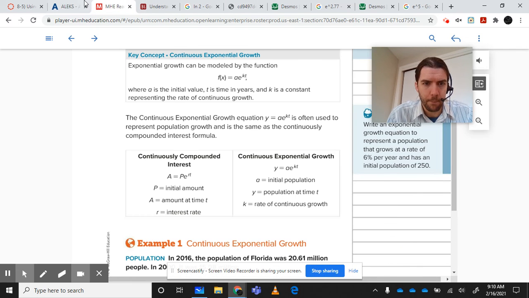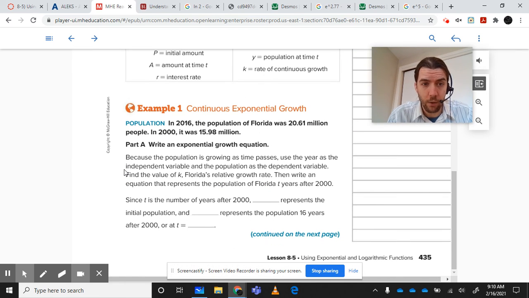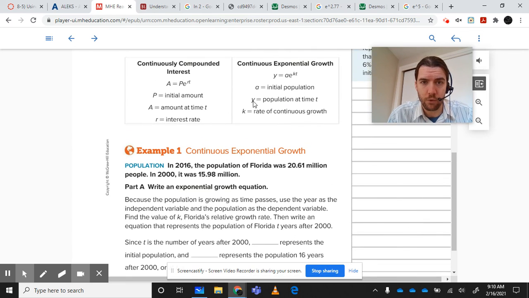Okay, so back to the questions here. In the next video, we'll take a stab at example number 1 using the continuous exponential growth equation.